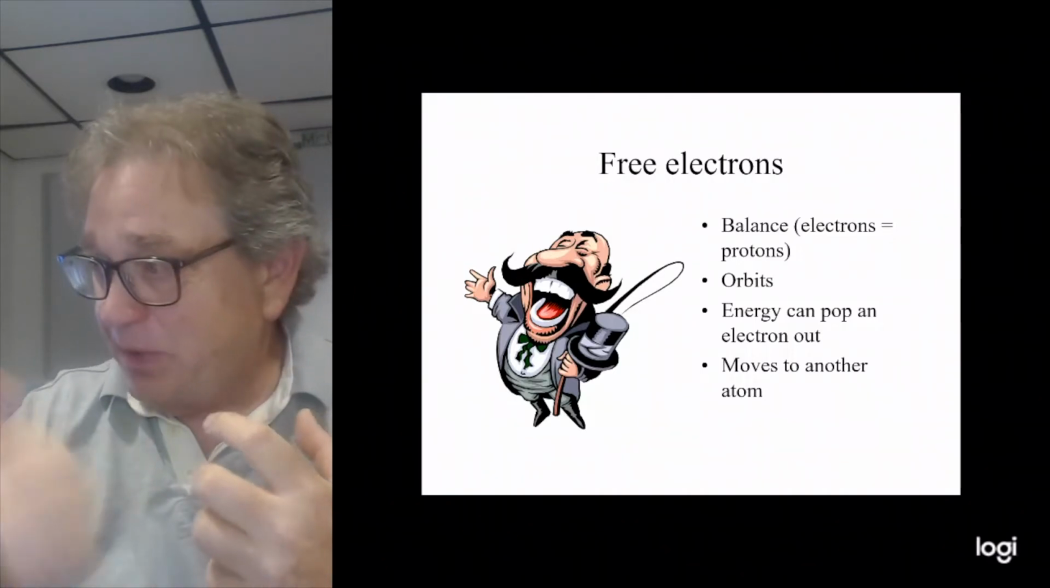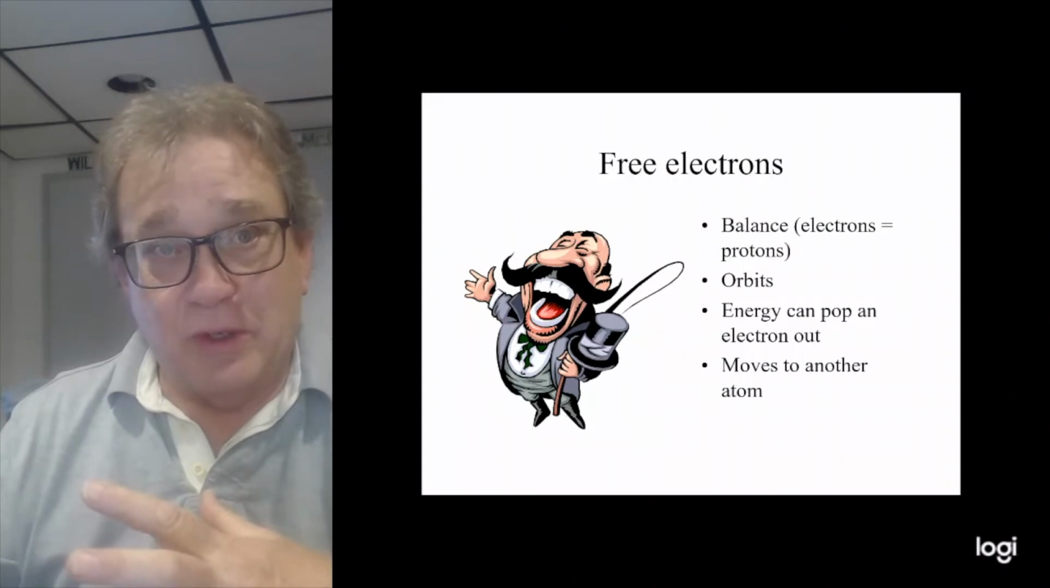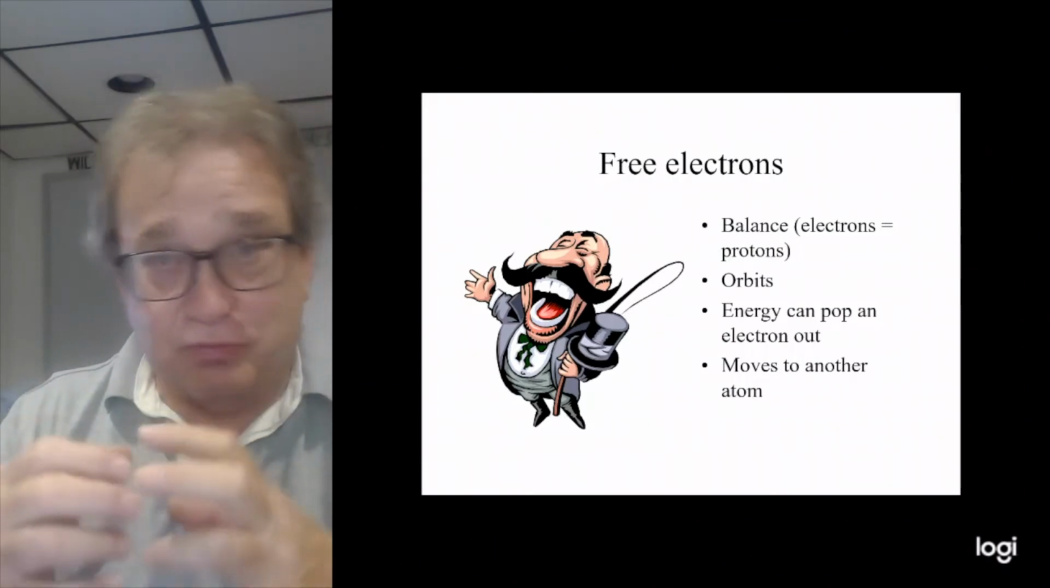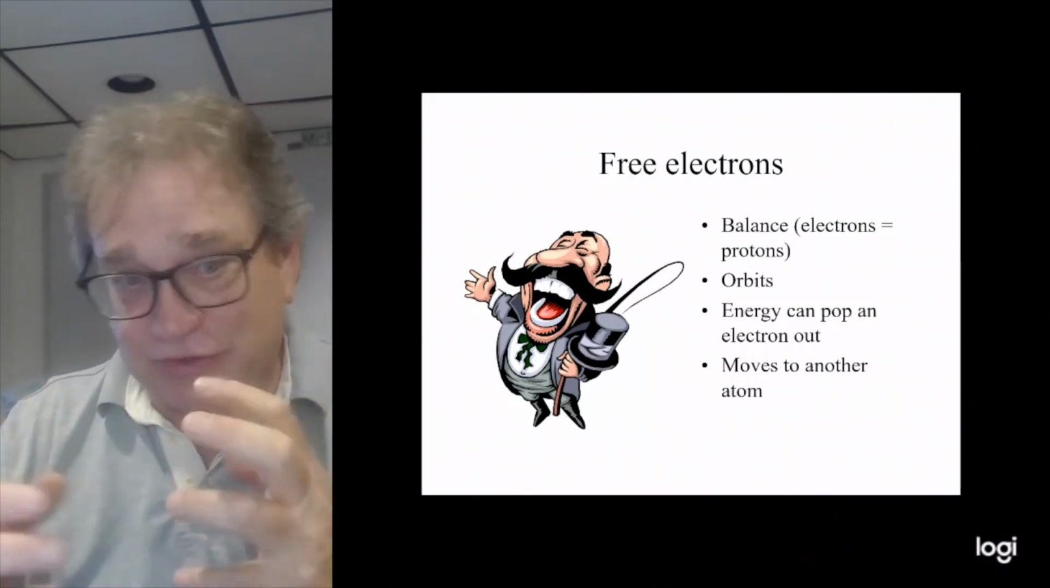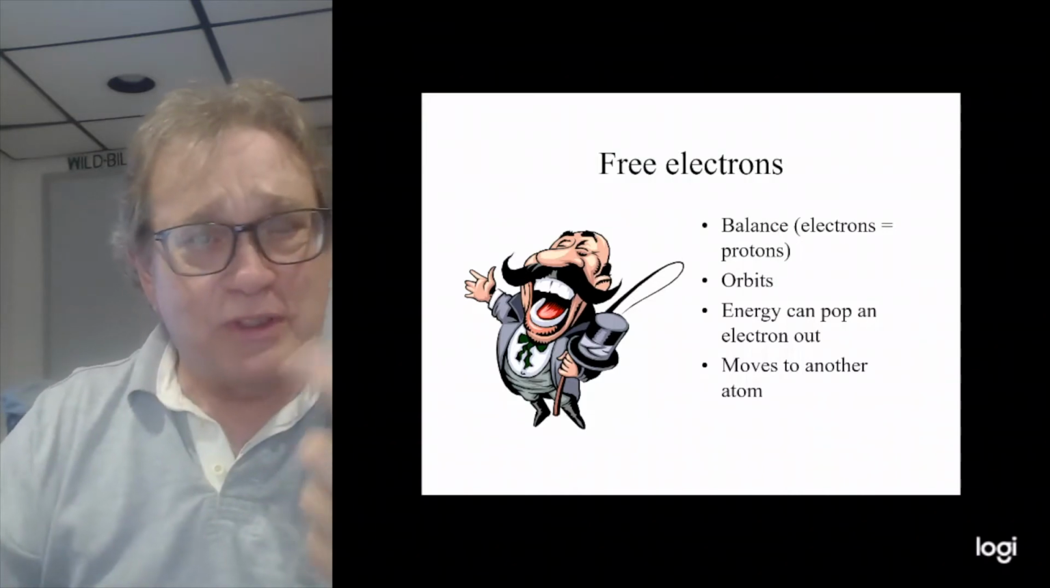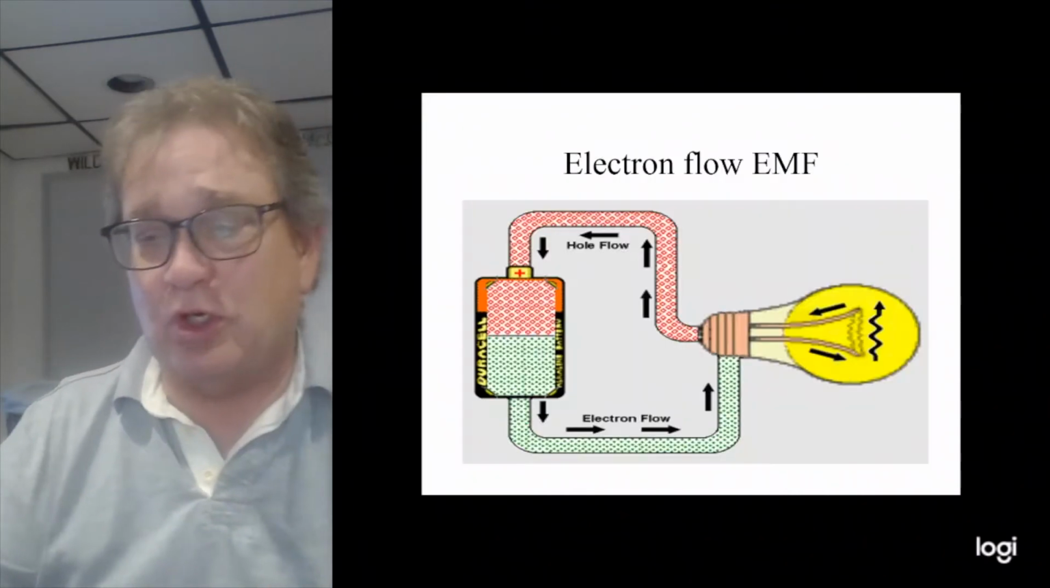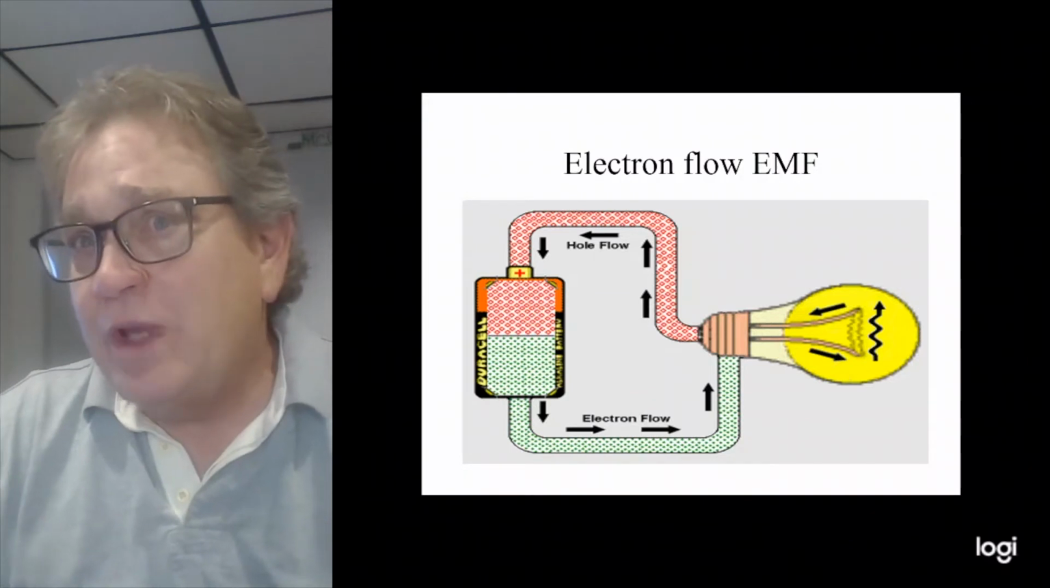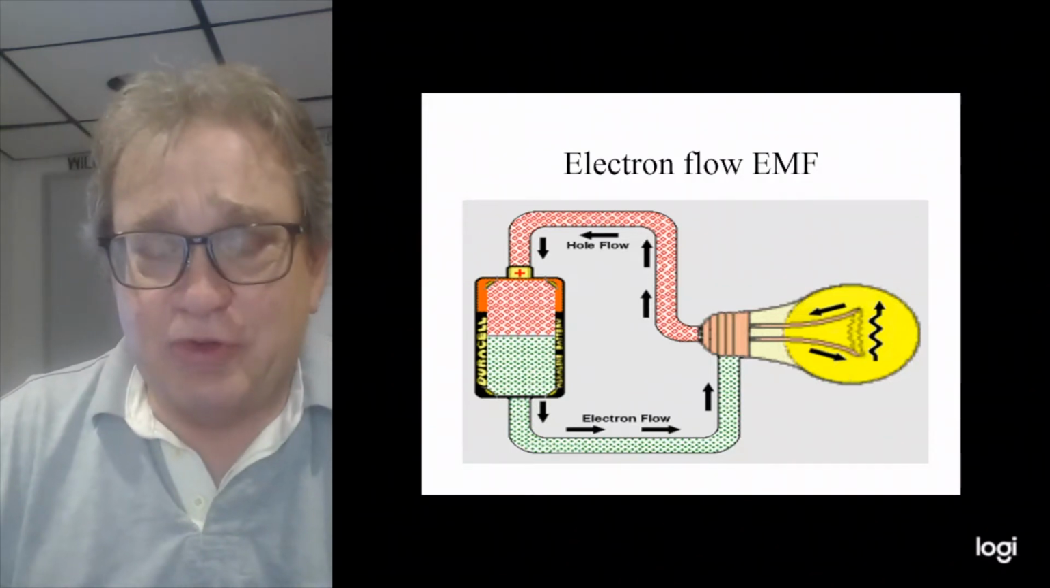Now, that electron that pops out moves to another atom, and that in turn makes it bigger, makes it unstable. Get where I'm going with this? It's kind of a chain reaction. We'll talk more about this. So we have the flow of electrons.